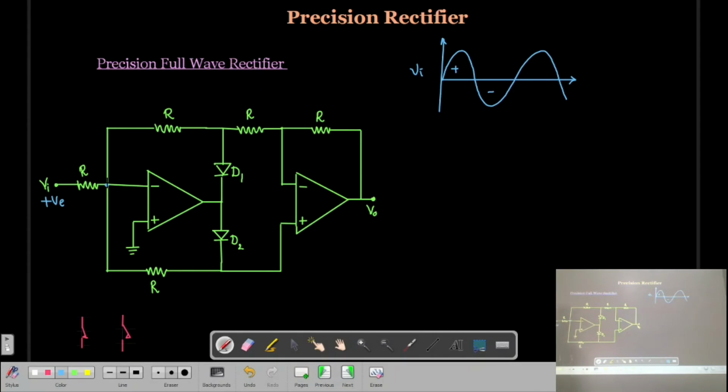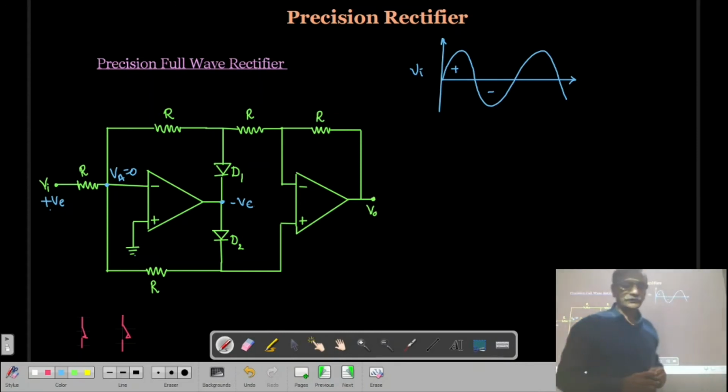Now, here you can see that this non-inverting terminal is connected to the ground. Then, naturally, the potential at this point, VA, will also be equal to 0. And this positive voltage is given to the inverting terminal of the operational amplifier, which means here we have a negative voltage. Now, due to this negative voltage, one of the diodes will be in forward bias and the other diode will be in reverse bias.